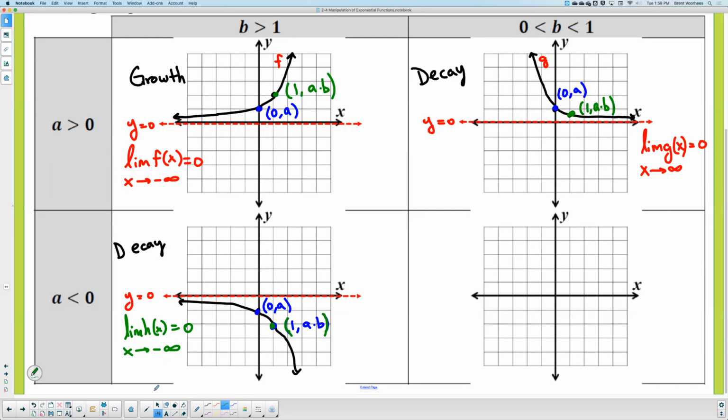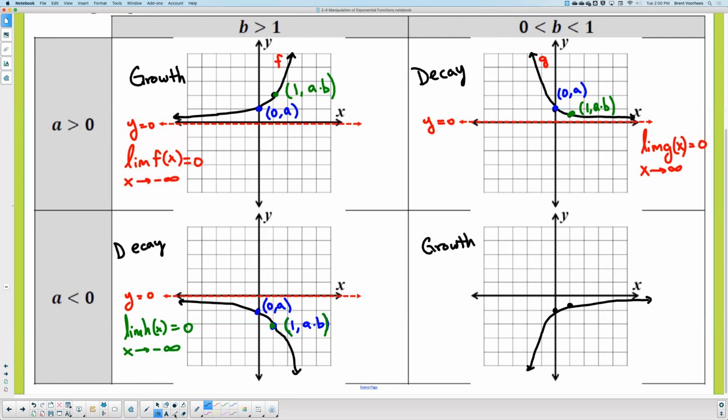There we go. And last one. Any guesses on how it should look? If I have a negative a and a b between 0 and 1. It'll be a reflection of this graph. So if you take your points, just reflect it. So this point will be underneath like that. And so have your graph go up this way. Would you call this growth or decay? I hear growth, and I agree. It's growth.